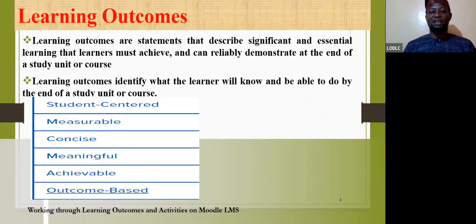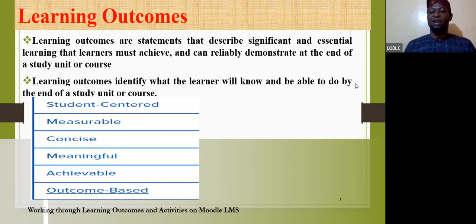So what exactly do we understand by the term learning outcomes? Learning outcomes are statements that describe significant and essential learning that learners must achieve and can be reliably demonstrated at the end of a study unit or a course. Learning outcomes identify what the learner will know and be able to do by the end of a study unit or a course.